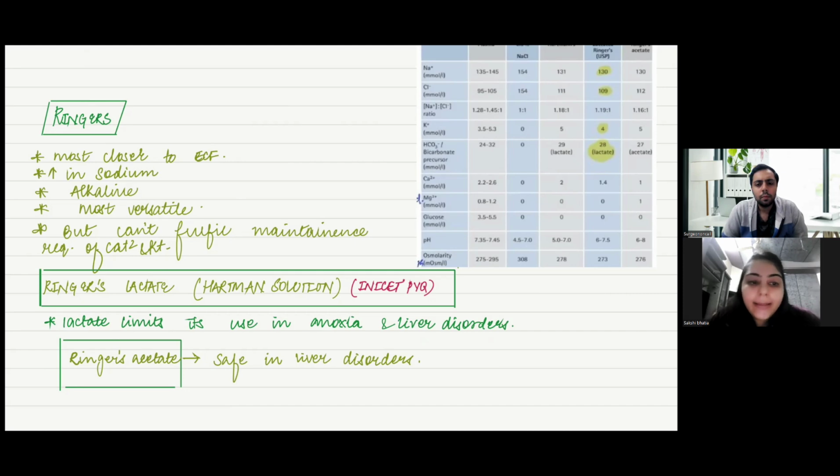But this ringer lactate cannot be used in patients with anoxia or liver disorders. So the question now is, what can we use? The alternative option for liver disorder patients is ringer's acetate.